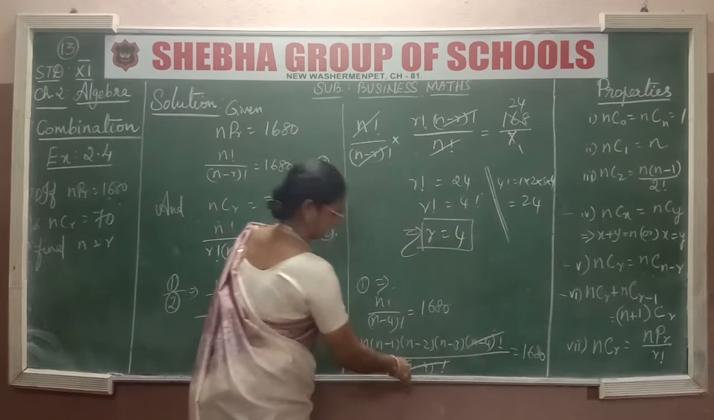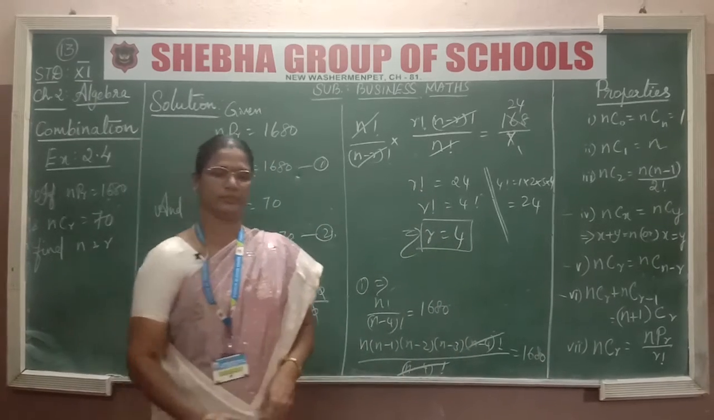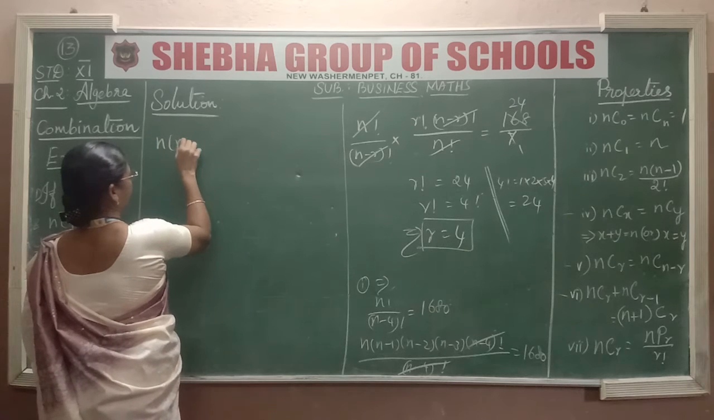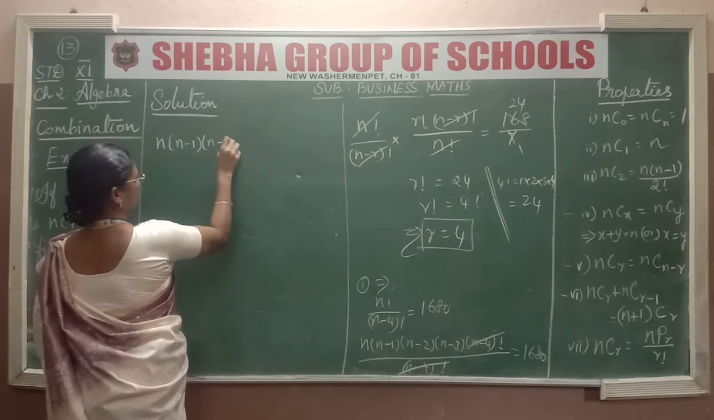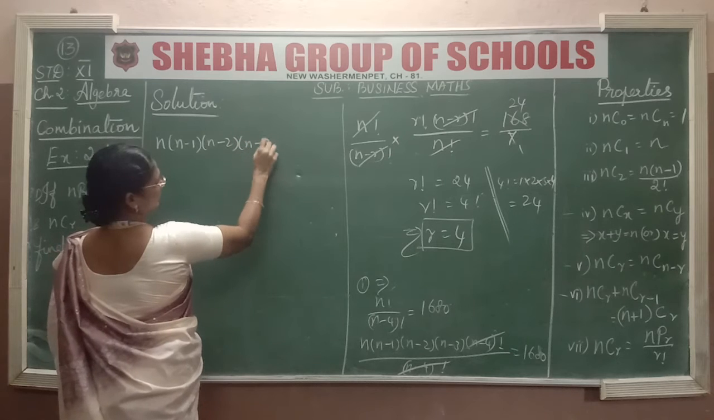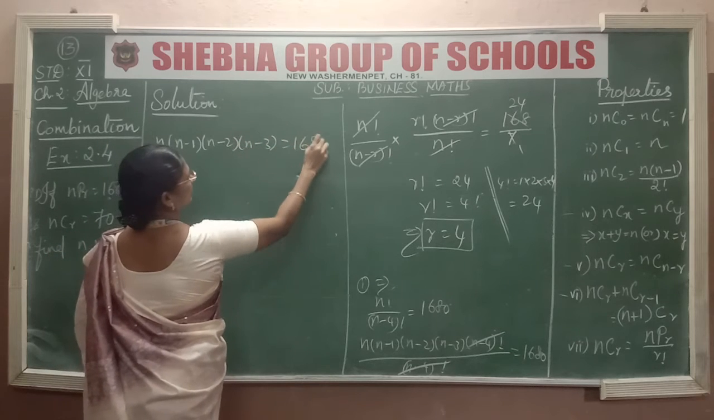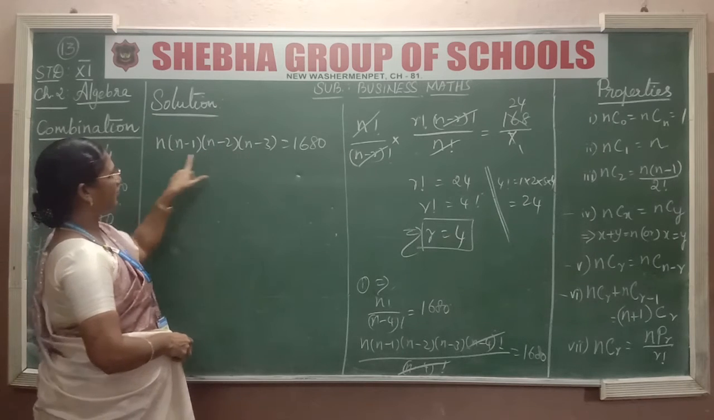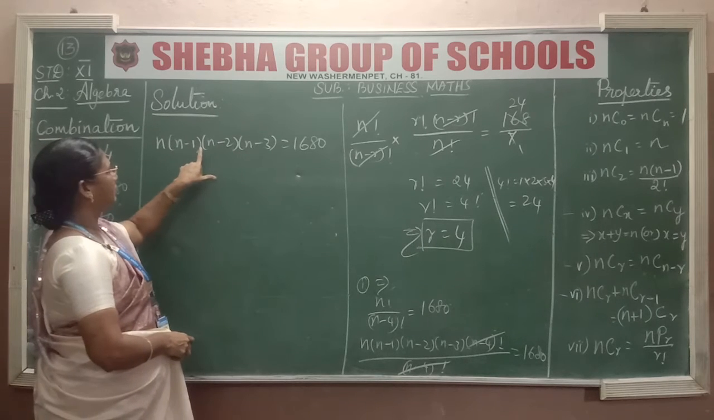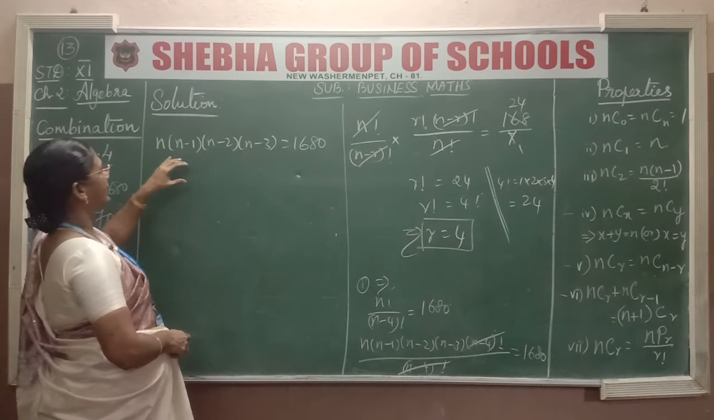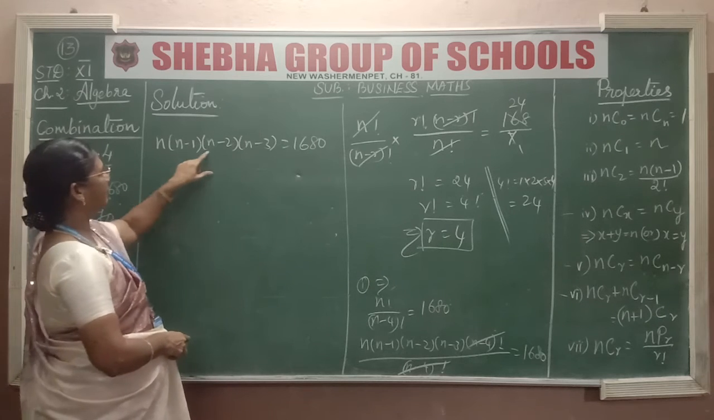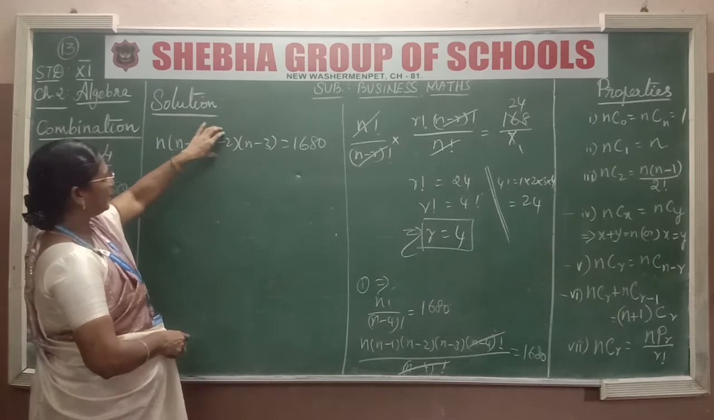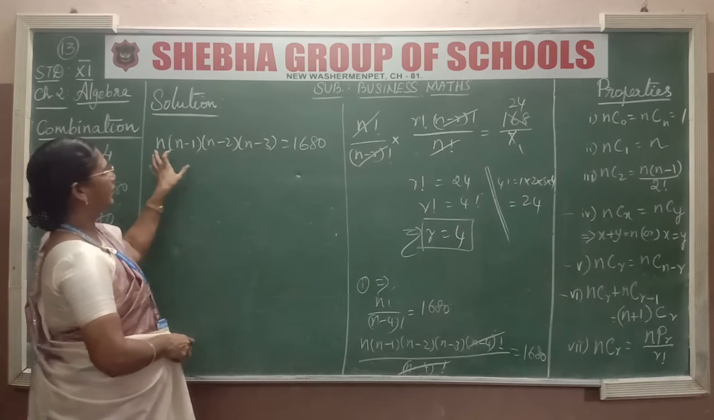Now cancelling these two, on the left hand side we get n into n minus 1 into n minus 2 into n minus 3 equal to 1680. Listen, n, n minus 1, n minus 2, n minus 3 are in descending order and are successive numbers also. We subtract 1 each time and n is the biggest one. Since we are subtracting, the others will definitely be less than n.